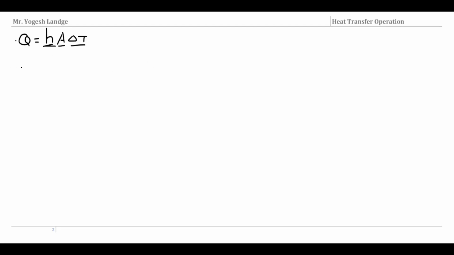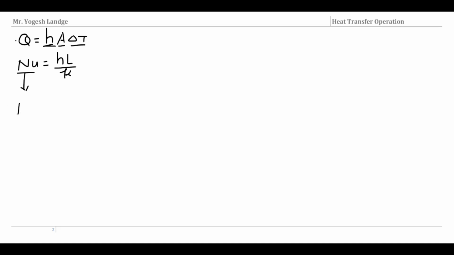How can we calculate the h? We can calculate the h if we know the Nusselt number. The Nusselt number is h, the heat transfer coefficient, into L upon the conductivity of the fluid. Here again we don't know the Nusselt number. To calculate the Nusselt number, we have to use a correlation. So what is the correlation for forced convection if you want to calculate the average heat transfer coefficient?